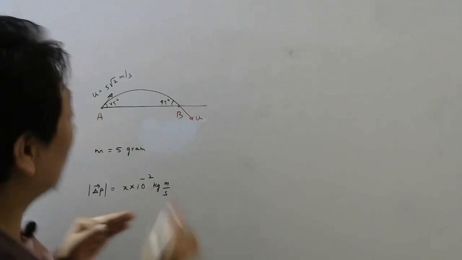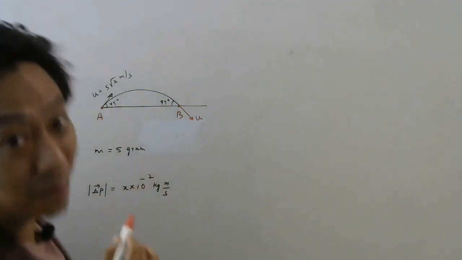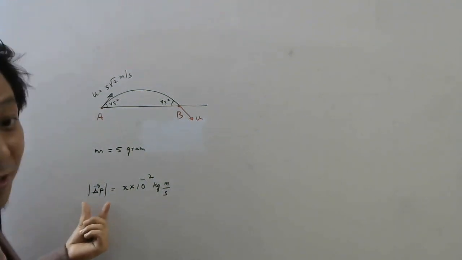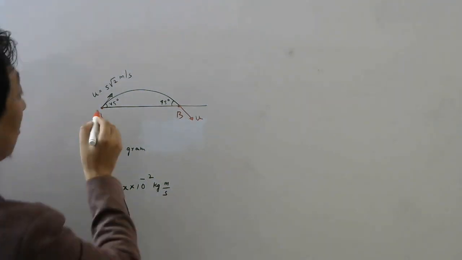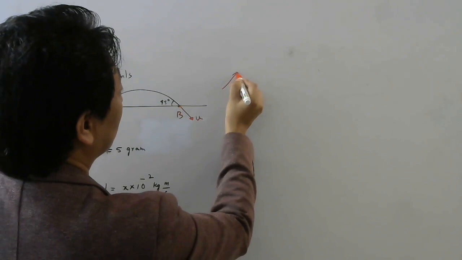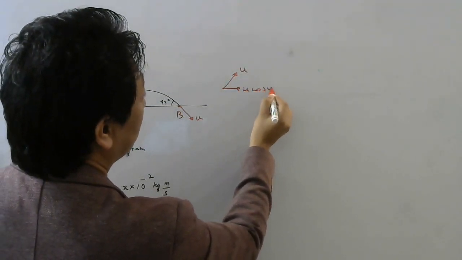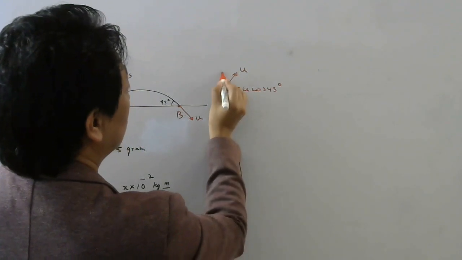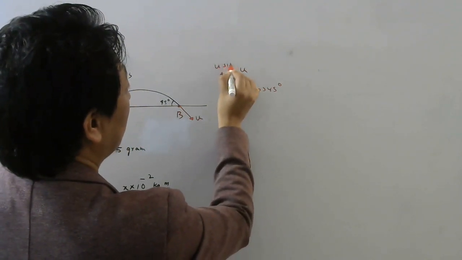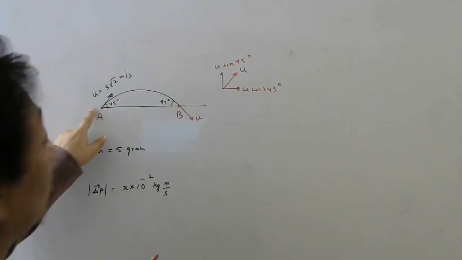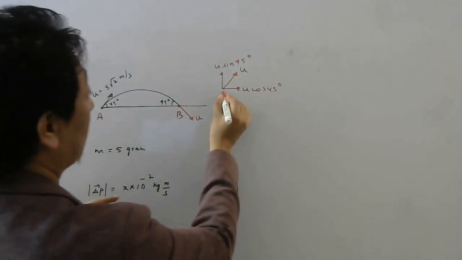Even if they don't give, you should know these two angles will be same. So now they are asking you to find the change in momentum. So let us take the components of the initial velocity. So this is u cos 45 and this is u sin 45, right? So these are your components of the initial velocity at A.